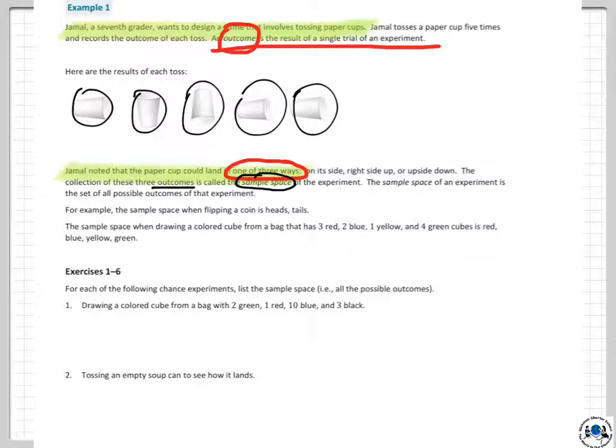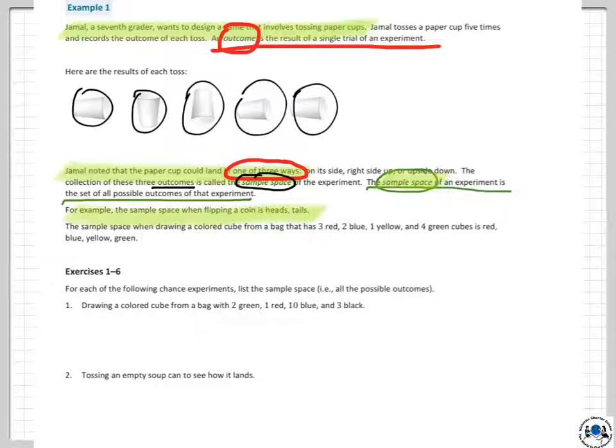The sample space of an experiment is the set of all possible outcomes of that experiment. So for example, a very simple one that we all know about, when you're flipping a coin, your sample space is heads and tails. There are 2 outcomes that are possible.